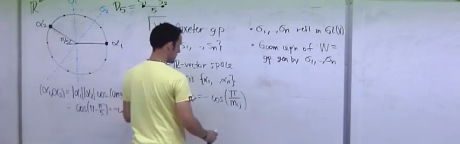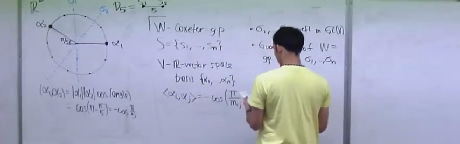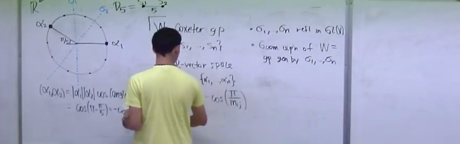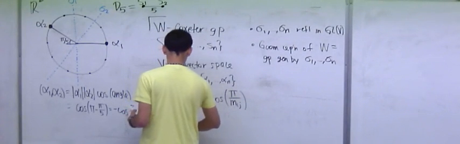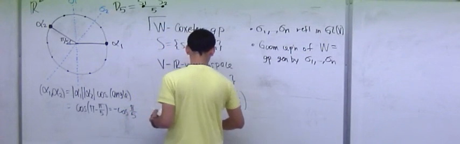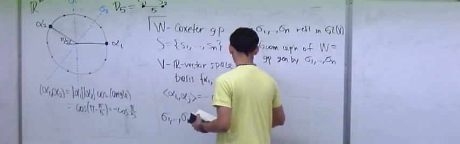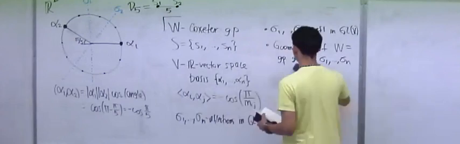Now, I would like to make a definition. So let me just say sigma. Let me move this over here. Reflections in GL(V) that form the geometric representation.